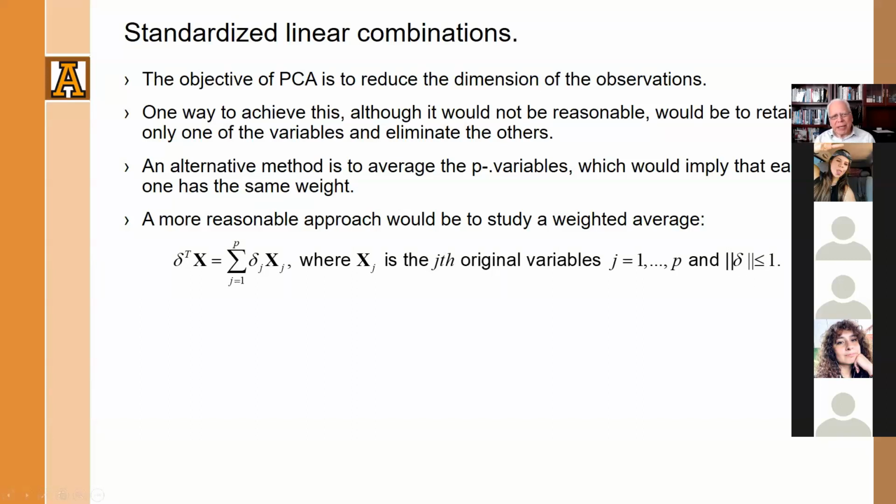And we're calling it standardized because we're forcing the size of the vector delta to be less than or equal to 1. The modulus of delta has to be less than or equal to 1. That's why we call it standardized. So we're going to be looking for linear combinations of the original variables in such a way that these coefficients have a modulus equal to 1.